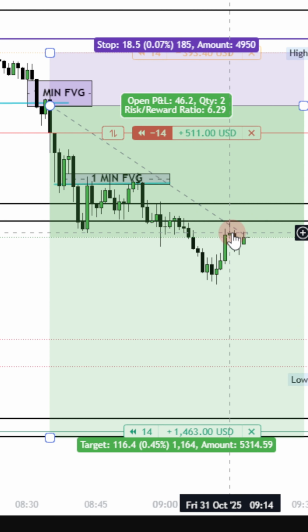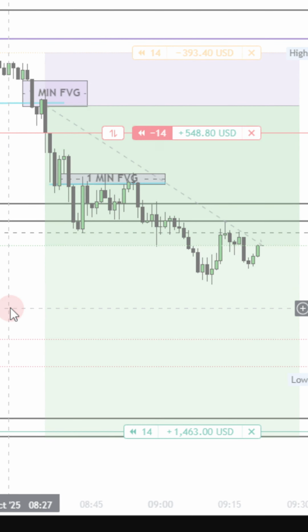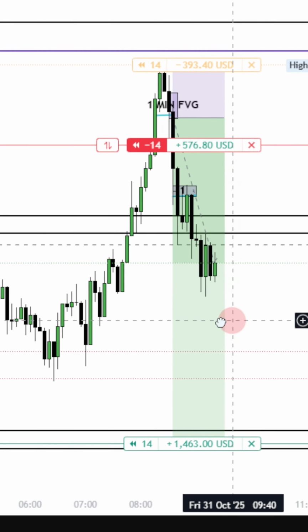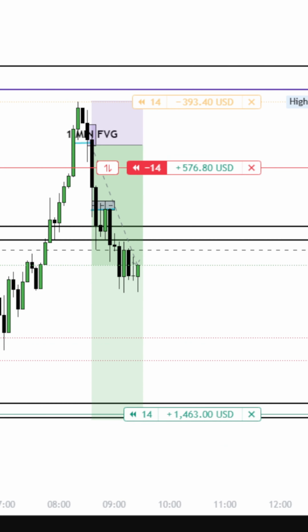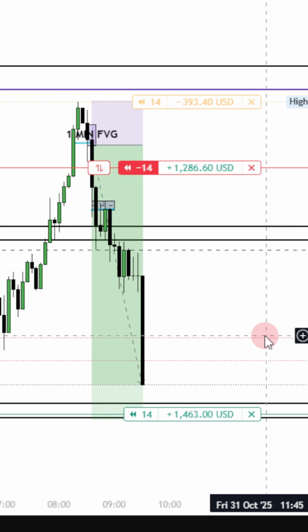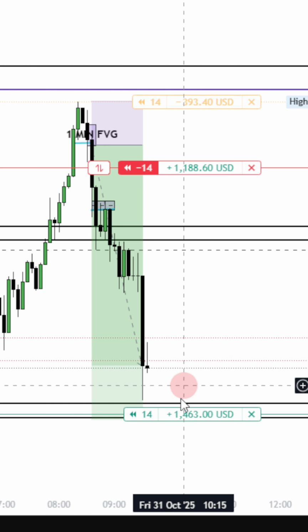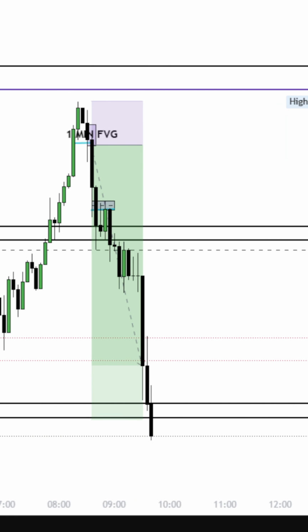Now it's testing underneath the London lows, and we can look at it in the 5 minute time frame. It got close to the London low, gave it a little rejection, which is typical, and then boom, TP hit.